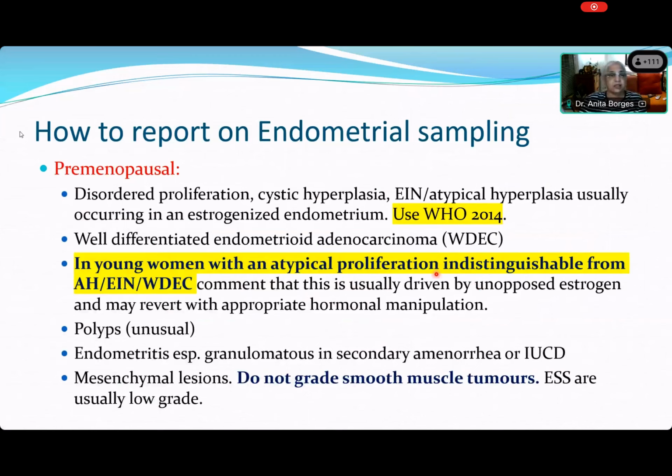Now the last thing, about how to report an endometrial sampling in a premenopausal woman, and we have looked at all of that. We talk about disordered proliferation, cystic hyperplasia, use the WHO 2014 or 18. In young women, we have talked about atypical proliferation, indistinguishable from this, and comment that it is usually driven by unopposed estrogen and may revert with appropriate hormonal manipulation. Polyps are unusual in premenopausal women, and of course you may get endometritis. If you have mesenchymal lesions, one thing I will tell you: do not grade smooth muscle tumors in an endometrial curettage, ever. Okay.